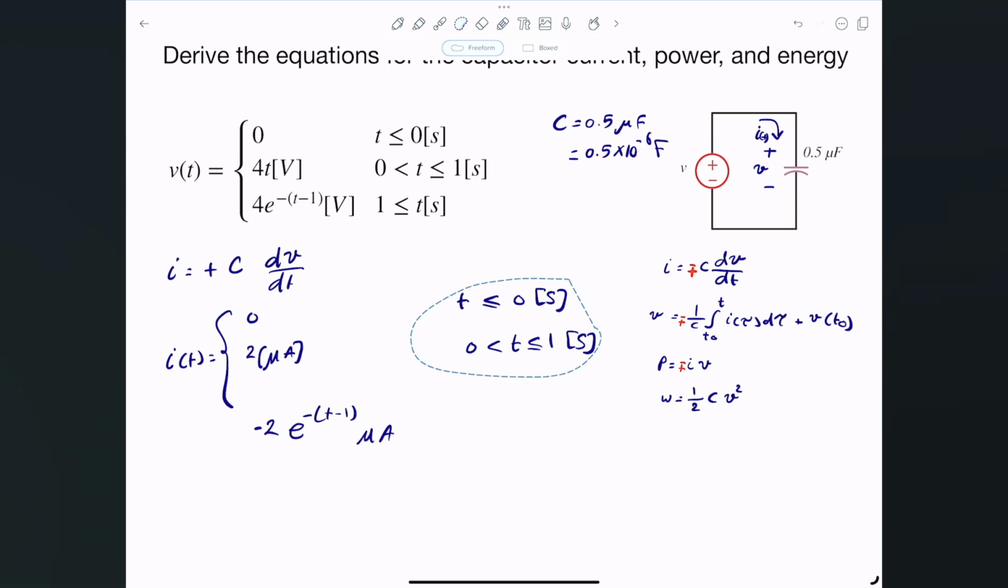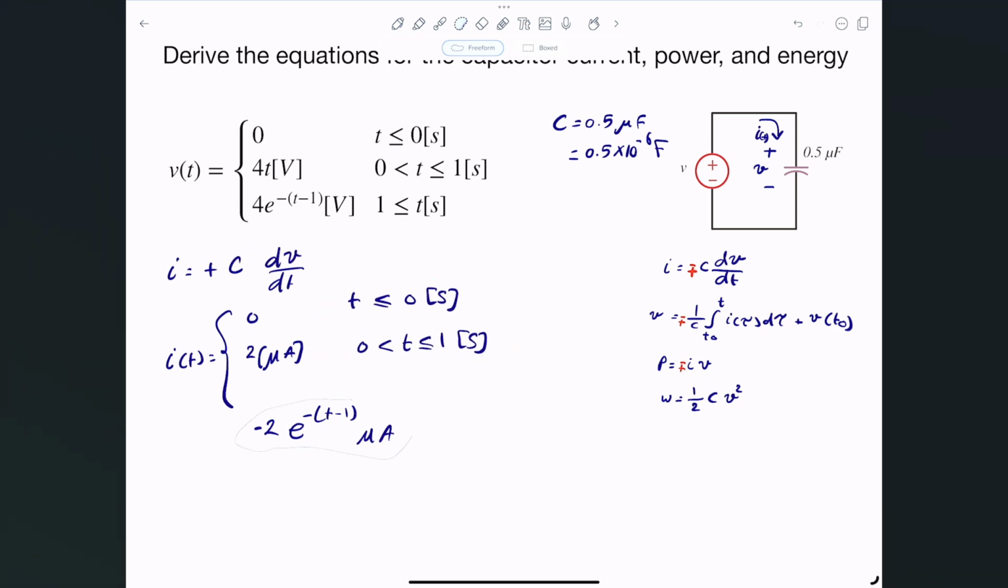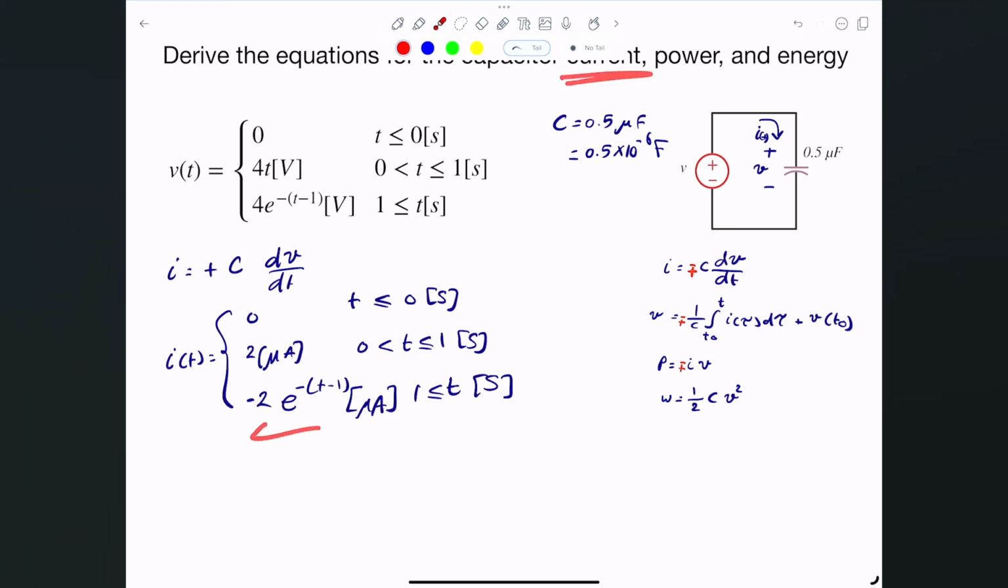Okay, and we'll do this here and this one in here. Of course, that will be in microamps, and that's when t is greater than 1 second. So that's basically, we found the current. So we were asked to compute the current. We just found the equations for the currents. Okay, what else can we compute?